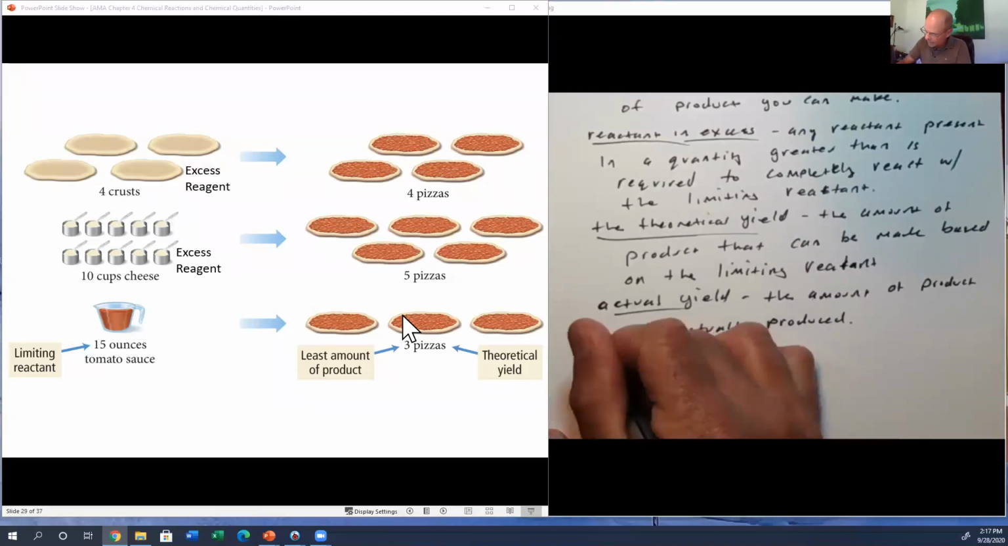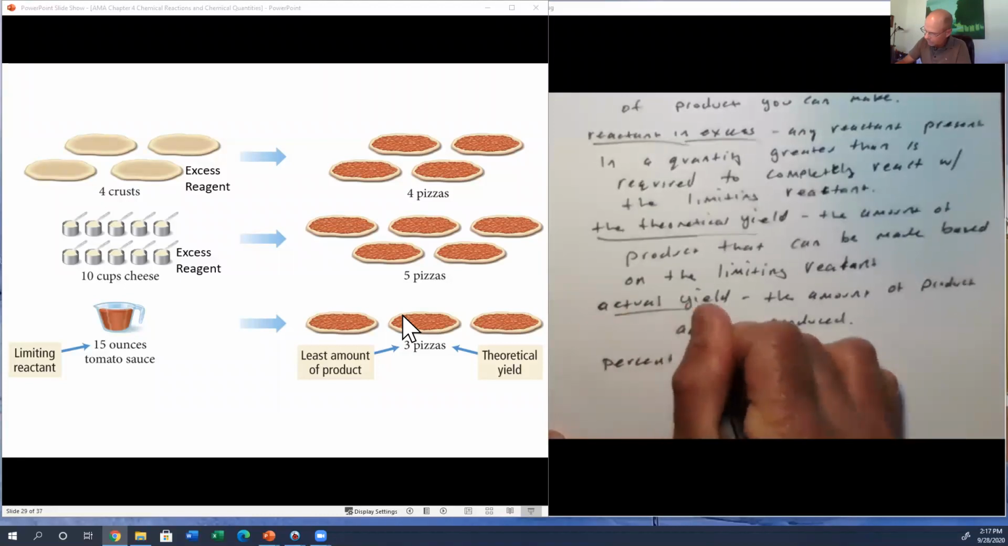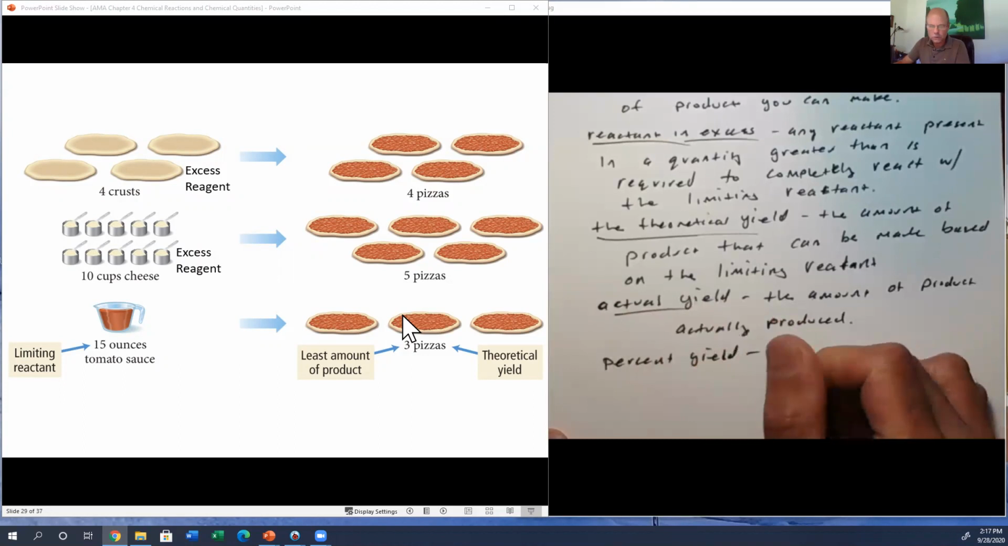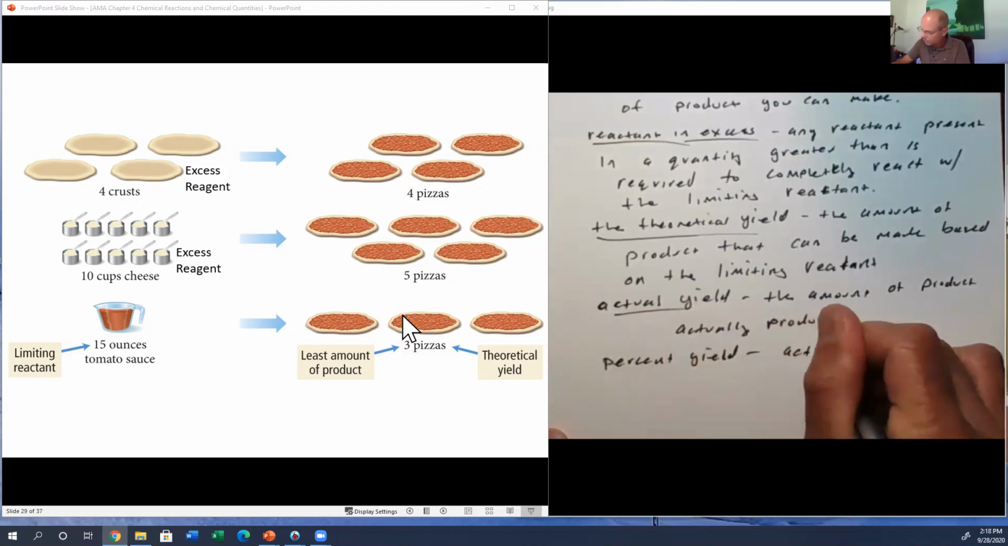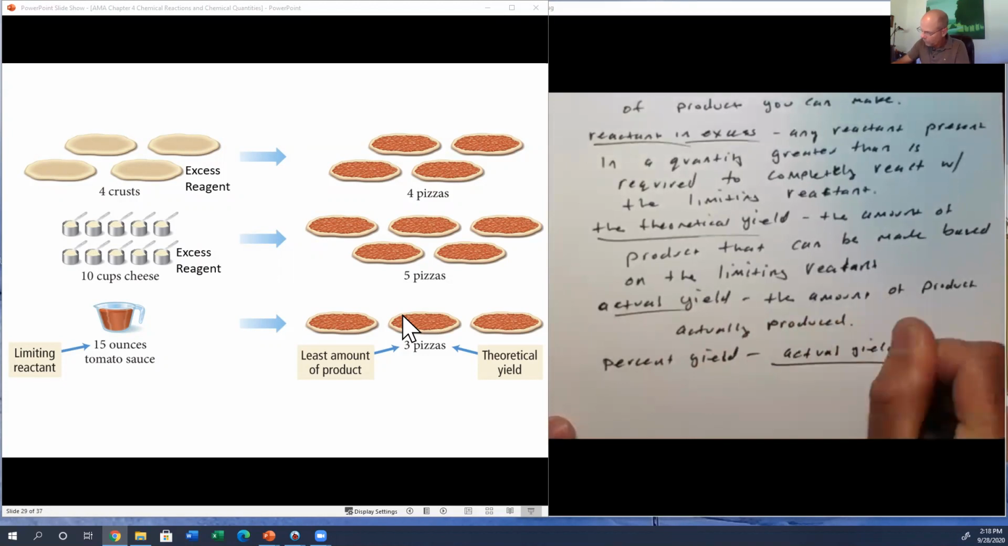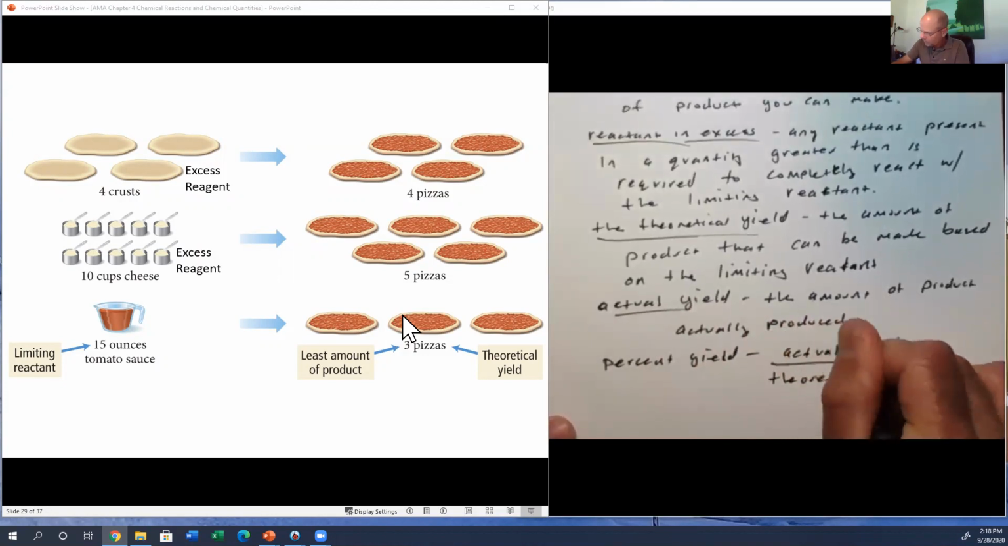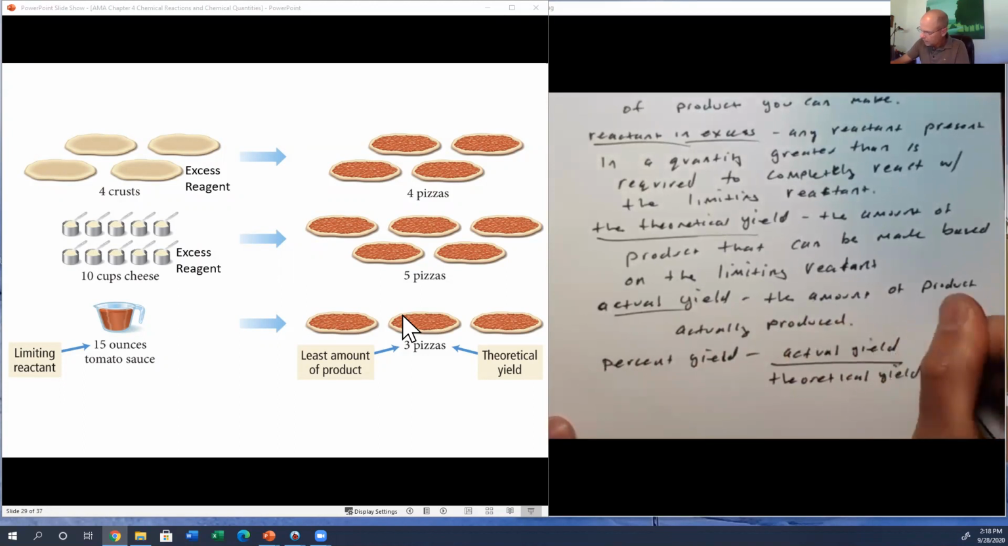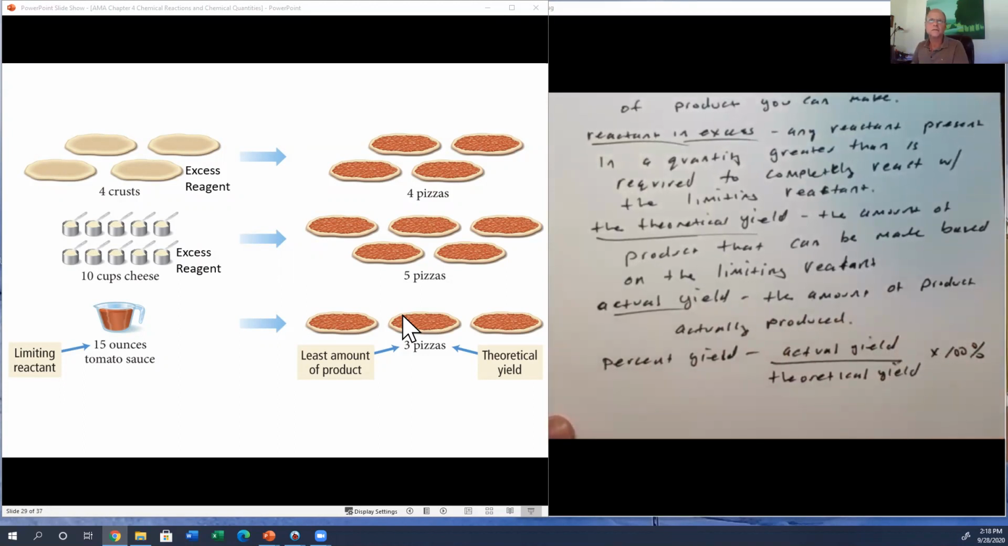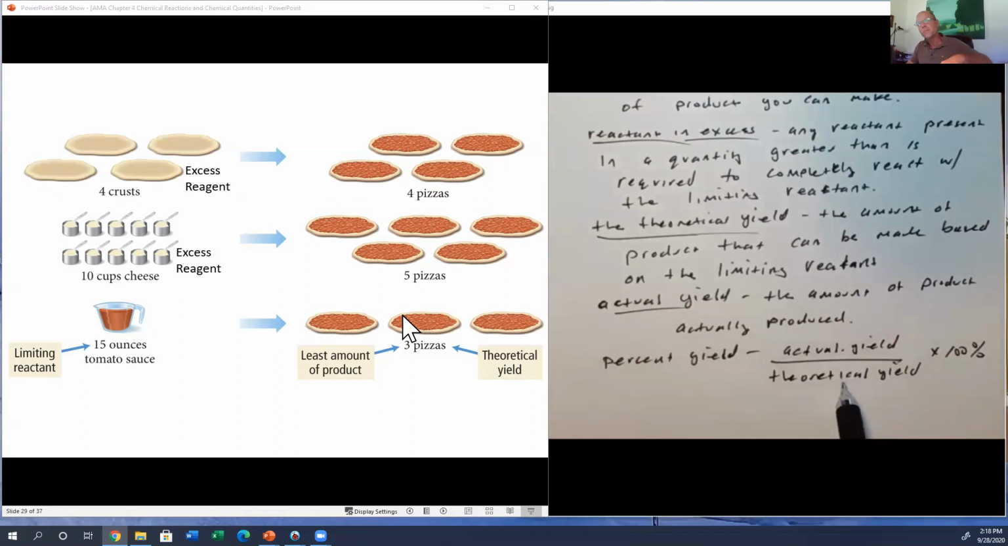And then lastly, the percent yield, which is equal to the actual yield over the theoretical yield times 100%, right? So in our pizza analogy, if the theoretical yield was 3 pizzas, but we actually only got 2, then the percent yield would be 2 pizzas divided by 3 pizzas times 100%, so it would be 66%. Our percent yield, we got 66% of the possible amount of product.